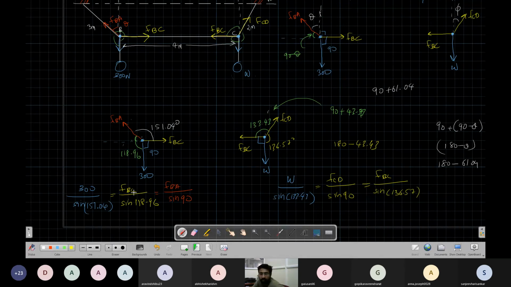But then what to do? You need to solve for the FBC value, and then find the value of W. You solve these two, find FBC, put FBC's value here, and using these two, find the value of W. I think you can solve this. Tell me the value.